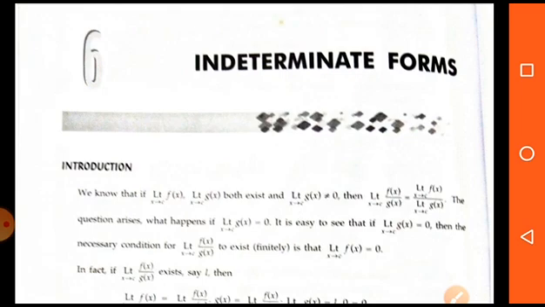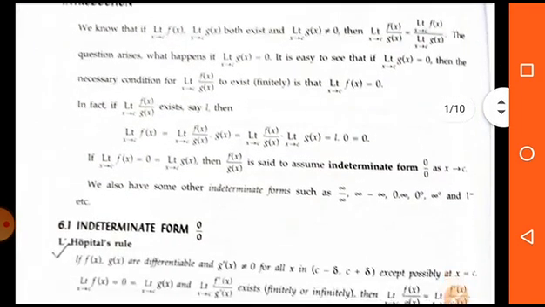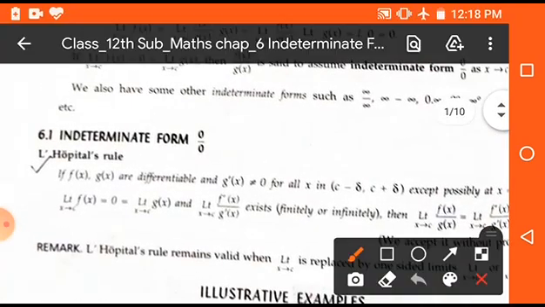So you can understand this chapter very easily, and one question is generally asked in the board examination, and this is also important for the competitive exams. Clear students? Okay. So first of all, I want to tell you what is indeterminate form.